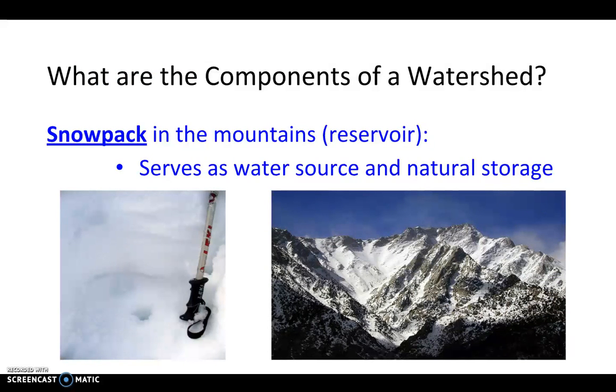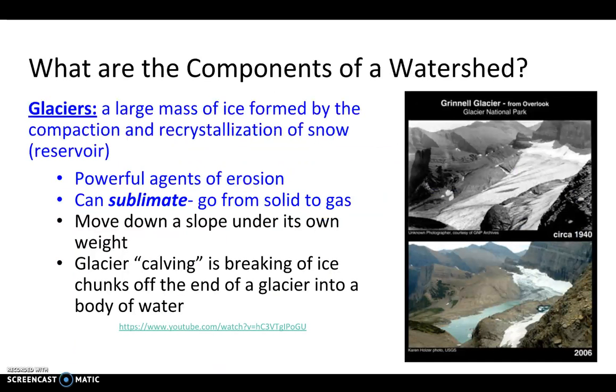Looking at a watershed more broadly, we can think about the different components of it. There's snowpack, which is generally in the mountains. This is a reservoir. This holds our snow, and it serves as a water source and natural storage. When we have snow melt, that's when we start to see some real movement of our water as our snow melt makes its way down out of the mountains to the plains.